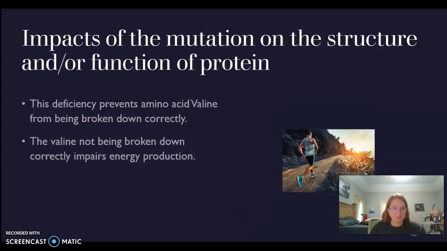So if the mitochondria are affected, then we're not getting the energy that the body is needing. So what are the impacts of the mutation on the structure or the function of the protein? The deficiency prevents the amino acid valine from being broken down correctly. And when this amino acid valine is not broken down correctly, it interferes with our energy production. That's why we get symptoms like fatigue and difficulty controlling breathing and temperature. Those are all things that we need energy for to help control.